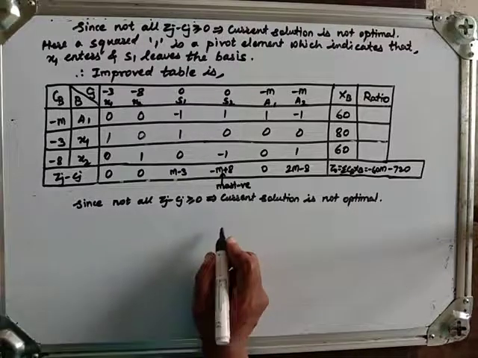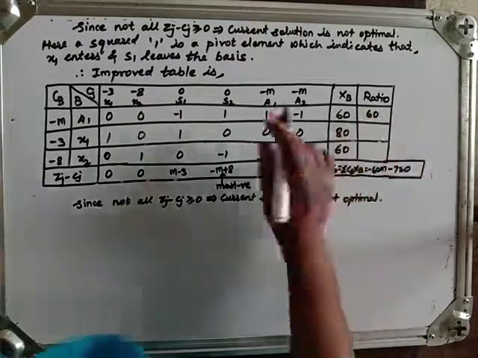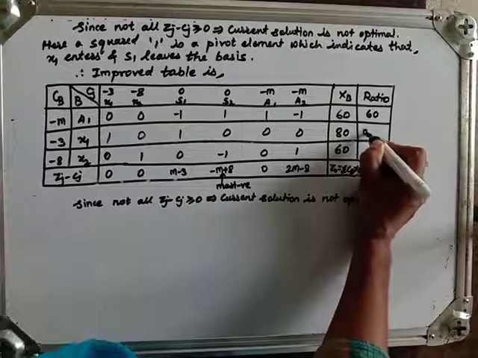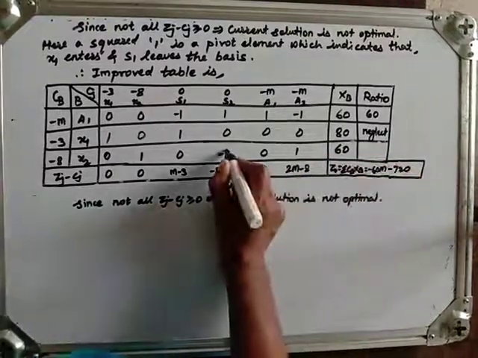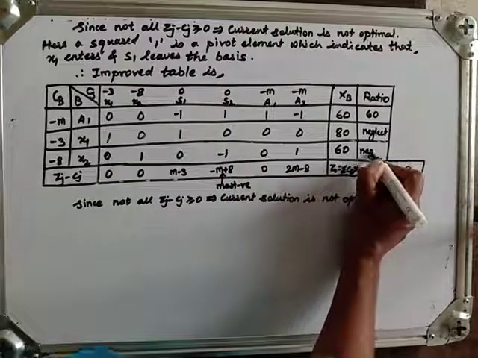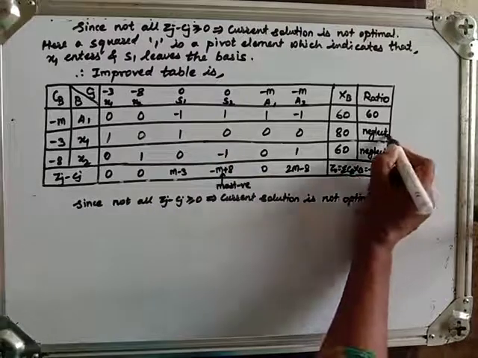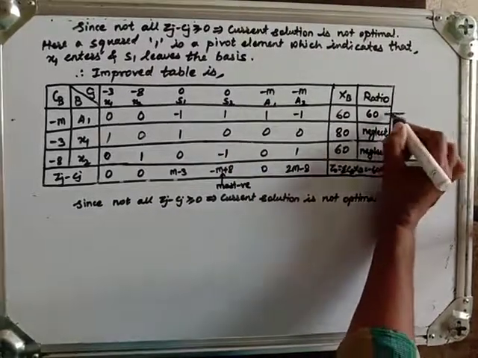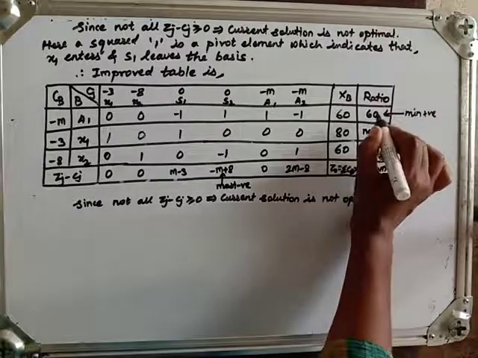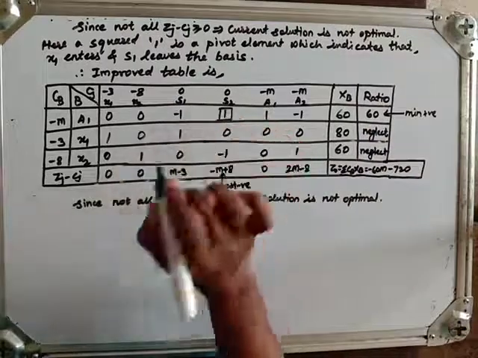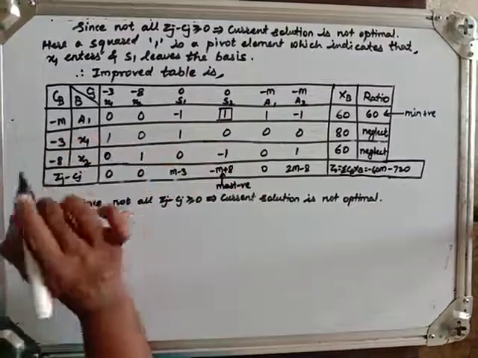So now let us check what is our pivot row. So here 60 divided by 1, so 60. 80 divided by 0, so this one we have to neglect. Again 60 divided by minus 1, so that one also we have to neglect as it is negative. And those we get infinity we neglect them. So this is only one row we are getting here, or only one ratio we have to consider here. So this one is our pivot element. Means A1 leaves the basis, S2 enters in a basis.